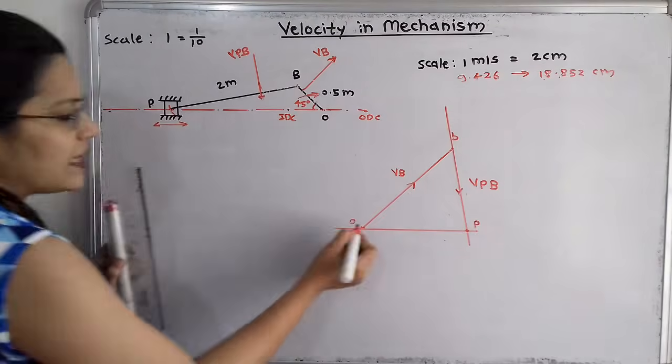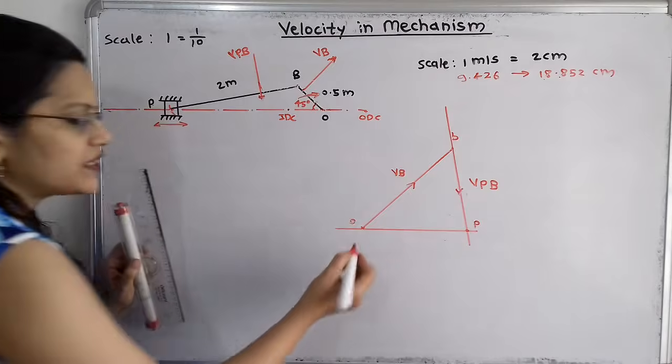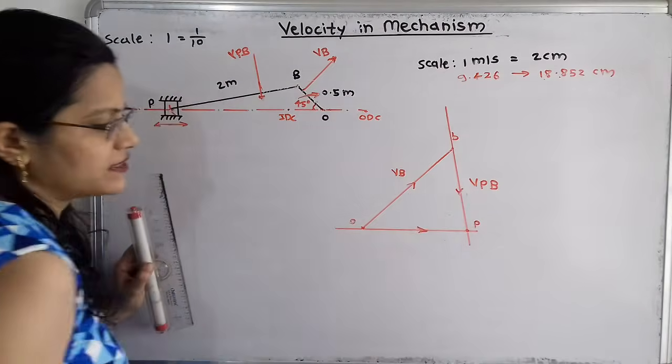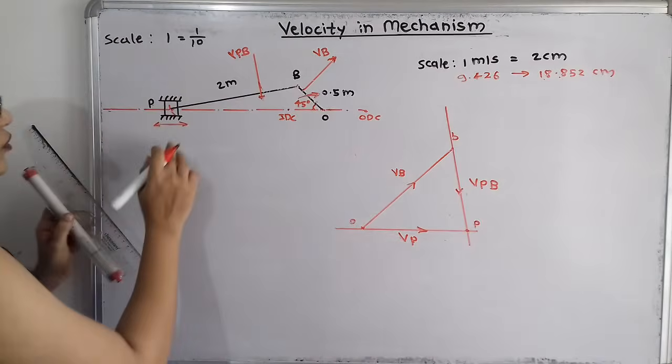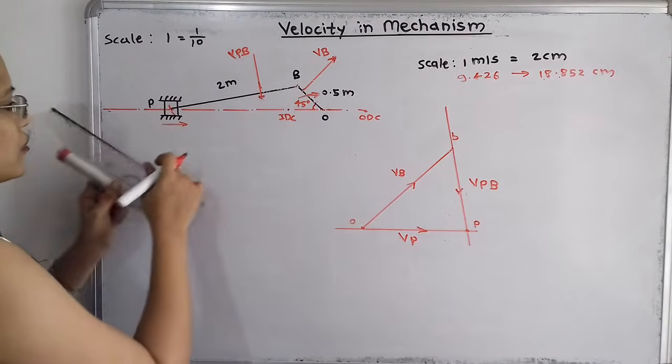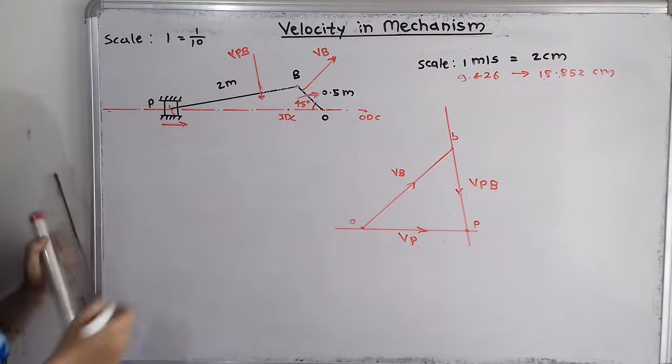And here, the motion of this piston is from point O, because O is the fixed point, towards the right hand side. So I will say VP, that is the velocity of this piston. So I have to show the direction of this velocity of motion is towards the right hand side.